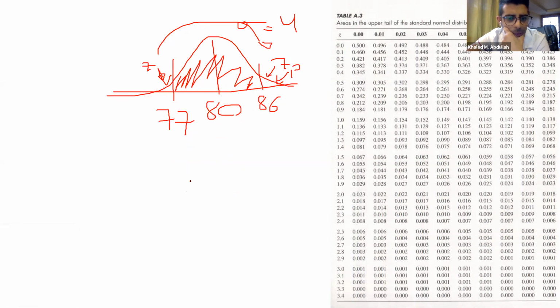Let's start solving. I'm going to start with the z value on the right. So let's do the z on the right. So it's going to be what? 86 minus 80 is 6, over 4, right? So 1.5. So the z is 1.5. So this side, does everyone know why z here is 1.5? The p is 0.067. So this side is 6.7%.